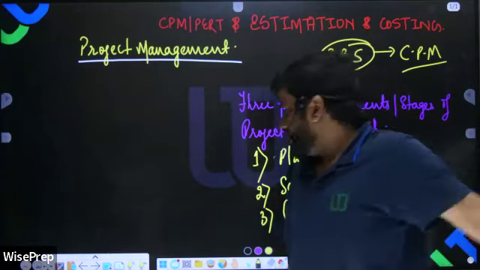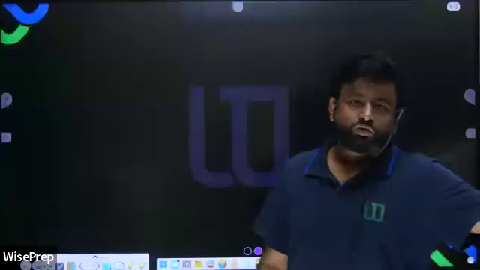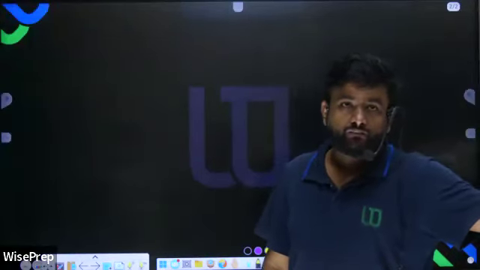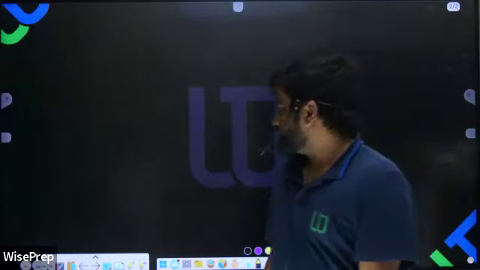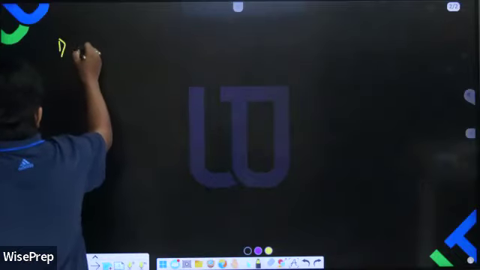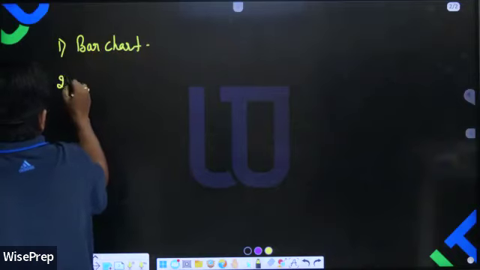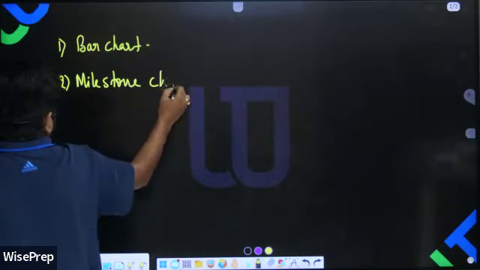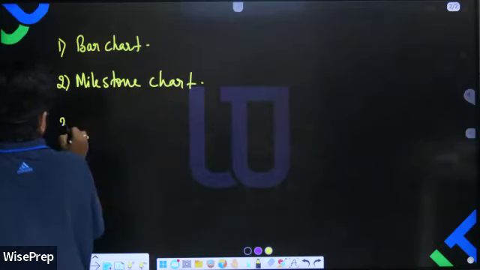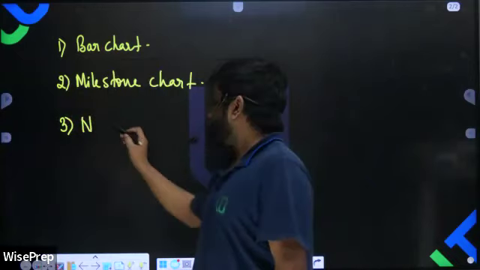Okay, so write down the next: methods used for project management. So first is what? Bar chart. Second is milestone chart. And third is network methods, which we follow today, the network construction method.